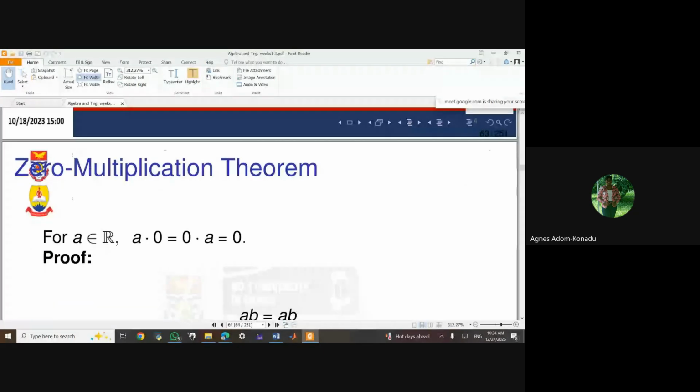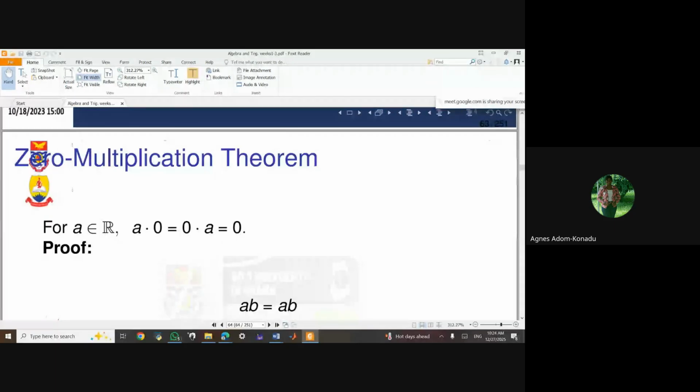So that is all about the multiplicative property. We also have what we call the zero multiplication theorem. It says that for a in R, a dot 0 is equal to 0 dot a, and this is equal to 0. So it says that when I multiply any number by 0, it's the same as multiplying 0 by that number, and I'm supposed to get 0.